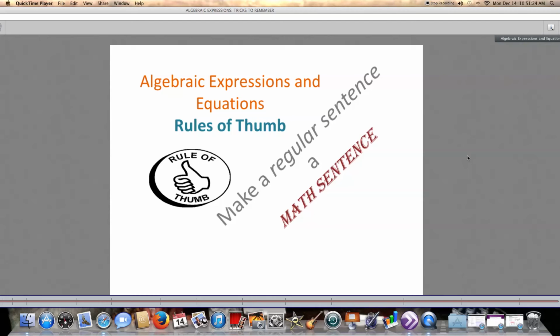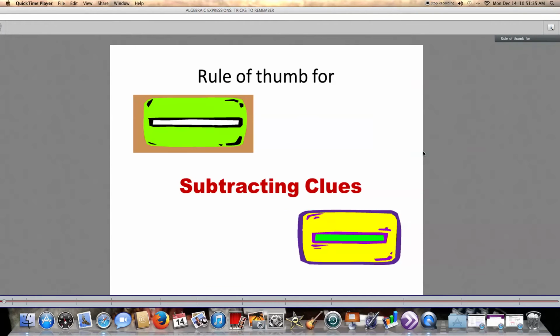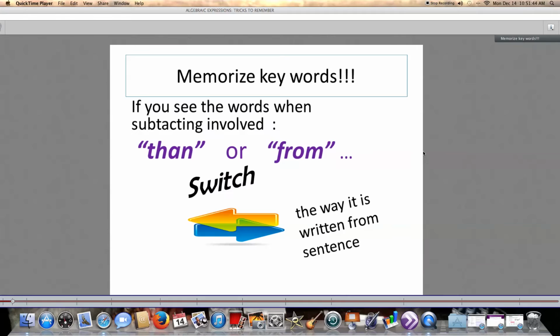Algebraic expressions and rules of thumb. Things for you guys to remember to make a regular sentence into a math sentence. Let's start first with things to remember that are rules of thumb for subtracting. Memorize these two words.